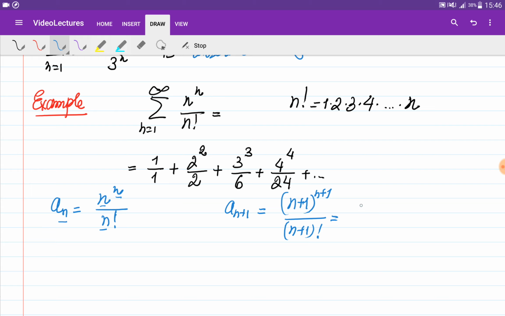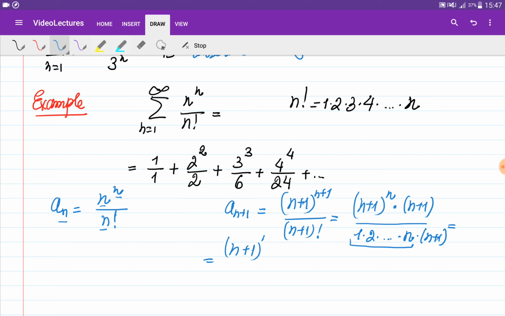I would like to write it as (n plus 1) in the power of n multiplied by (n plus 1), first of all, and I would like to rewrite (n plus 1) factorial as 1 multiplied by 2 and so on, multiplied by n, multiplied by (n plus 1), right? So actually, this part is simply n factorial. So I can write this in the form (n plus 1) in the power of n multiplied by (n plus 1), divided by n factorial multiplied by (n plus 1), right?